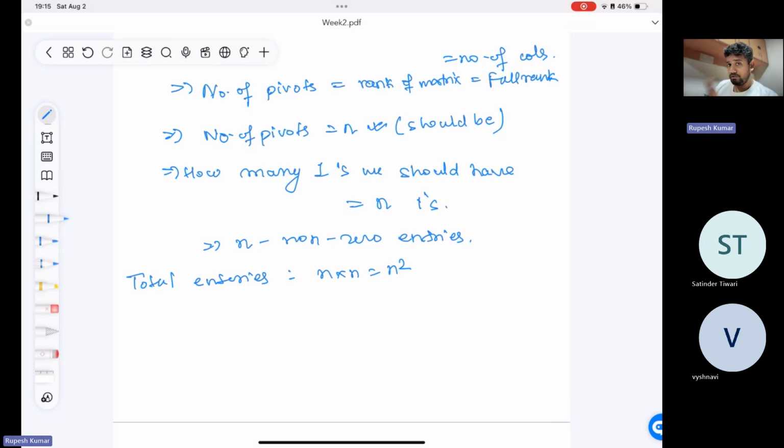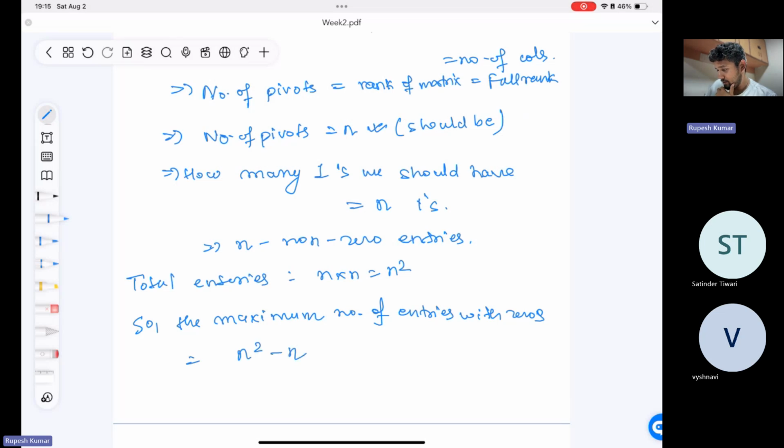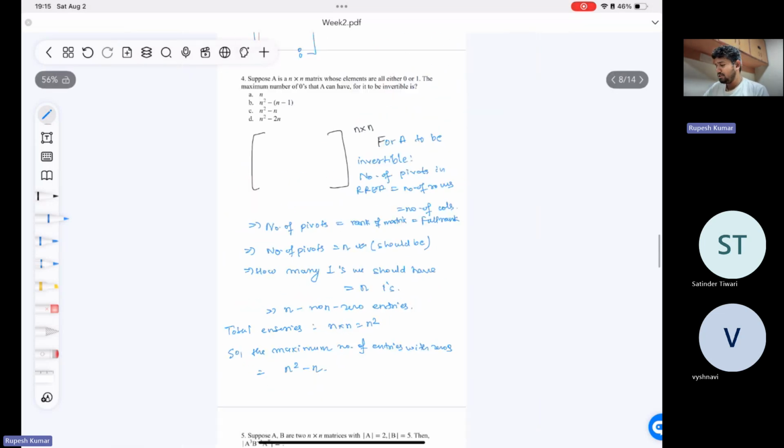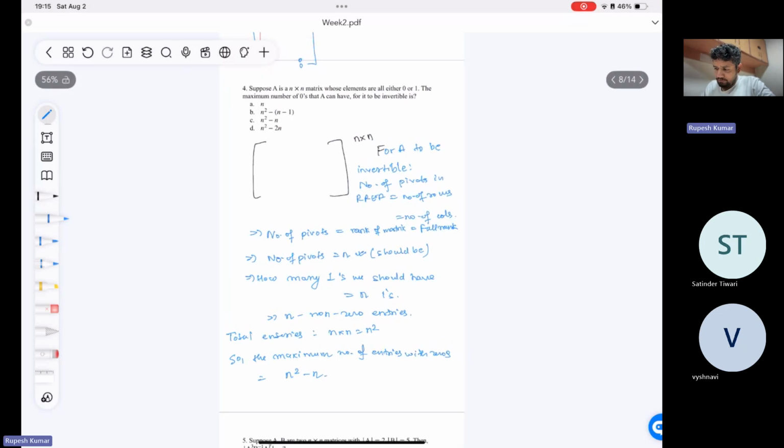So what is the maximum number of zero entries we could have? So the maximum number of entries with zeros will be equal to n square minus n. Right, everyone? Is this clear? It is a very straightforward problem, right? You need to have at least n entries with ones, and others can be zero if you want to maximize the number of zeros.